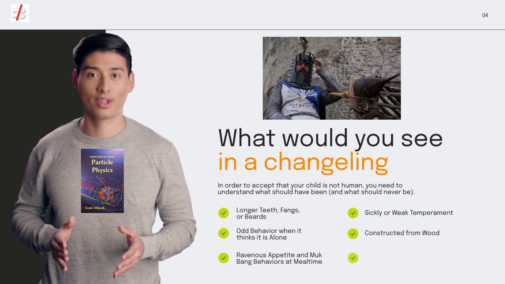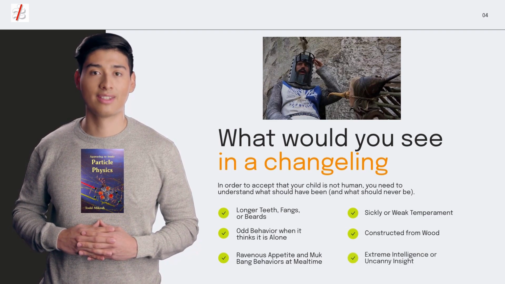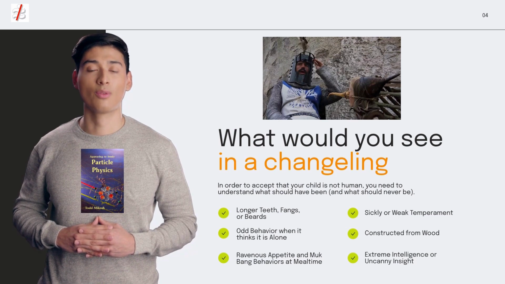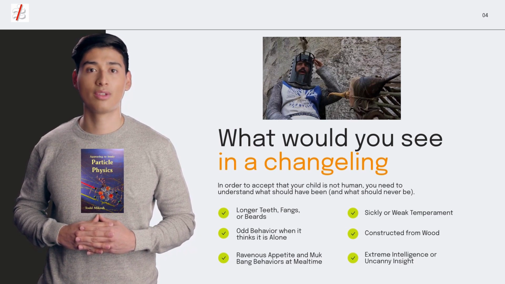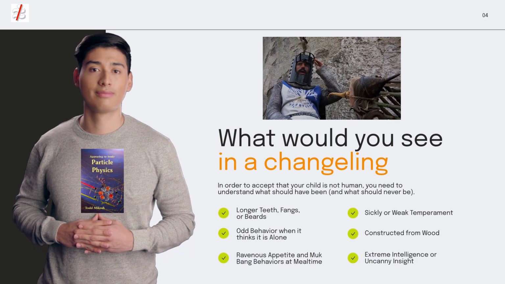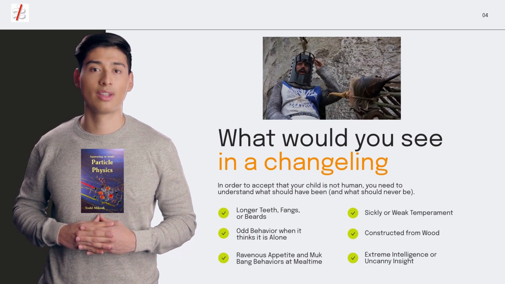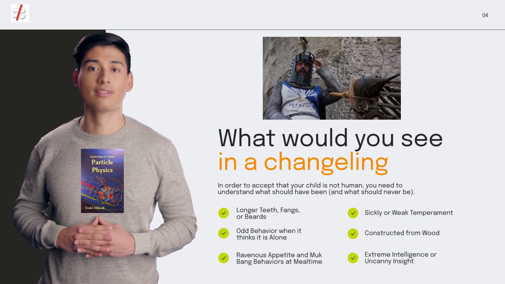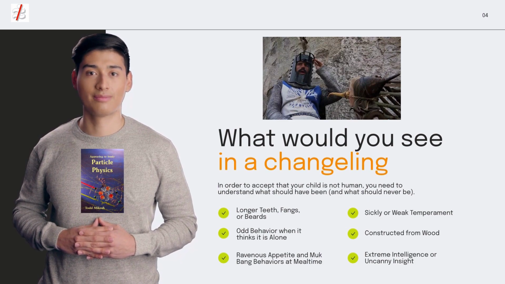Extreme intelligence or uncanny insight. In the Middle Ages, as in modern times, precocious children who betray wisdom beyond their years or have quote-unquote seen behind the veil are ostracized and looked down upon. Successful societies are built on consensus, and anybody who disavows that consensus will disrupt that society and should not be tolerated.